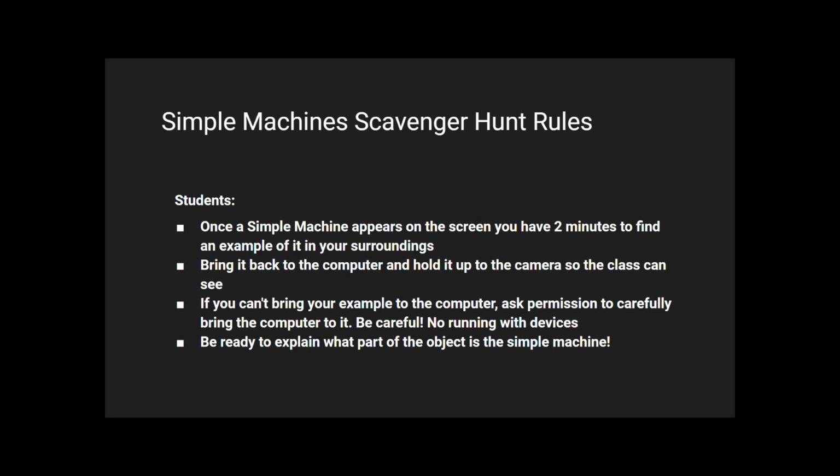And once you find what you have, make sure you can explain what part of it is the simple machine. Maybe you can move something to show what it's doing. Maybe you can point out this part is the lever, but this part isn't. And just as a hint here, some things have multiple simple machines in them. So you might be able to find one object that you can use for multiple simple machines. Kind of shortcut the scavenger hunt.